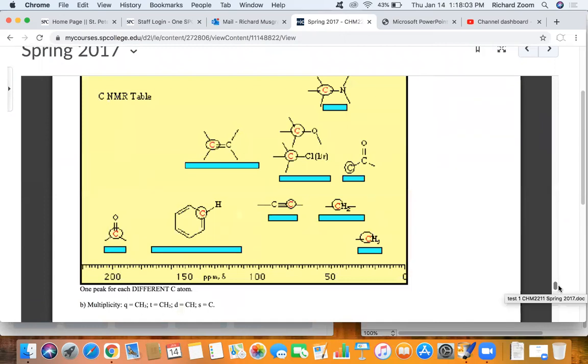Here it is. So you've got the carbon NMR table here, which tells you where you can expect to find these different carbons, where they're going to be on the spectrum. The other thing that's important here is the multiplicities. Q is a CH3, T is a CH2, D is a CH, and S is a C. So that's all there for you. You don't have to memorize any of that.